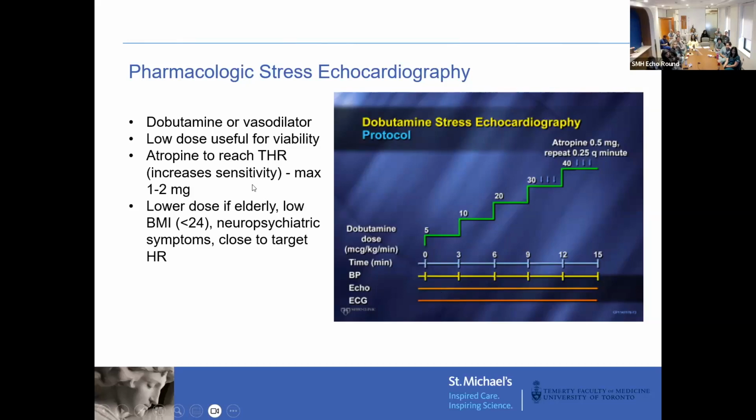Atropine does increase sensitivity and the ability to reach target heart rate in dobutamine stress echo, so it can still be used. Just keep in mind that you want to use a lower dose of both atropine and dobutamine in certain patients, particularly the elderly. If they have low BMI, you may not need to give them as high a dose of atropine. If they have neuropsychiatric symptoms, you've got to be a little bit more cautious. And of course, if they're very, very close to the target heart rate, you probably don't want to give them very much. Actually, you could get away with half a dose and try that out first.